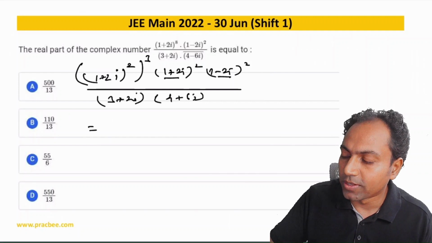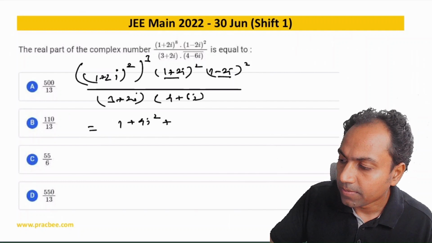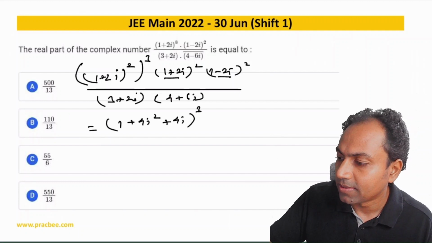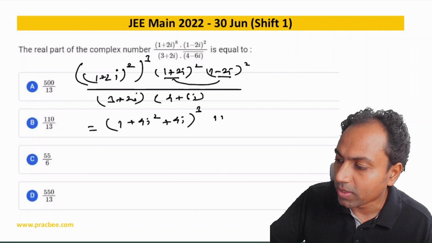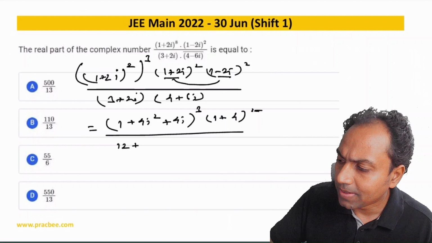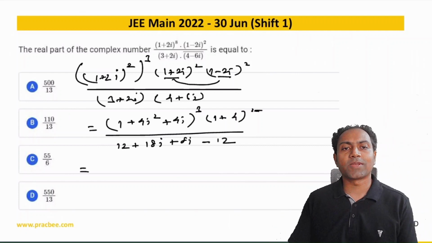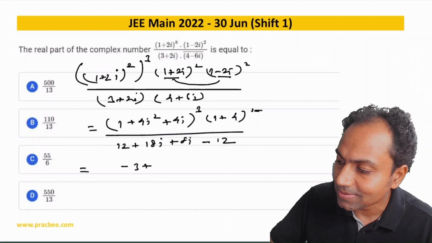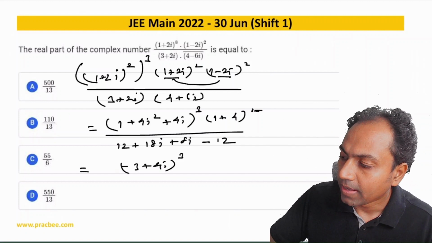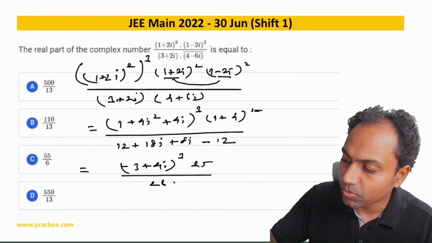And now if I look into the numerator, (1 plus 2i) whole square, it becomes 1 plus 4i square plus 4i raised to the power 3. And then if I combine the remaining two terms, it is (1 plus 4) raised to the power 2. And in denominator, you can see if I multiply, it becomes nothing but 12 plus 18i, then 8i minus 12. After doing this simplification, this becomes quite simple, because in numerator what we are getting is (minus 3 plus 4i) whole cube. And then this will become 25, (1 plus 4) whole square. And in the denominator, this 12 and 12 get cancelled out and it becomes 26i.